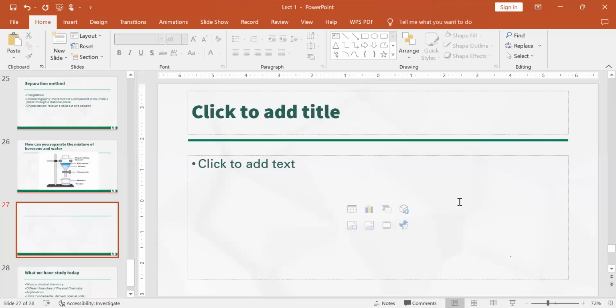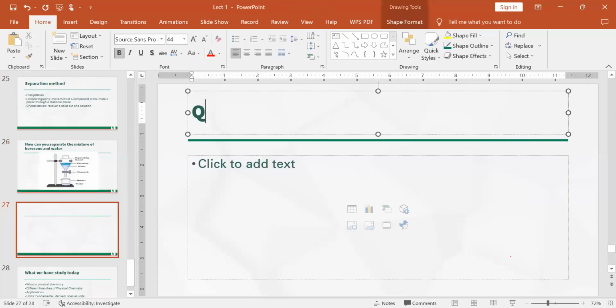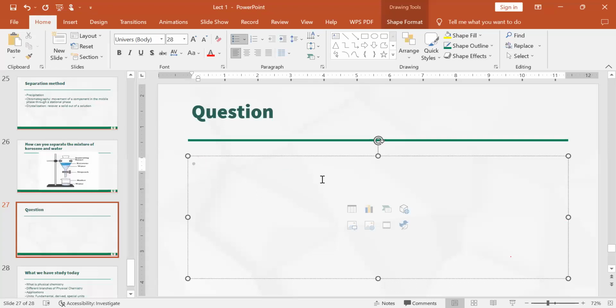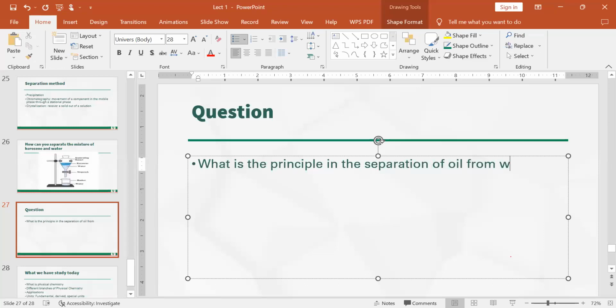Now, let me ask you a question. What is the principle in the separation of oil from water using a separating funnel?